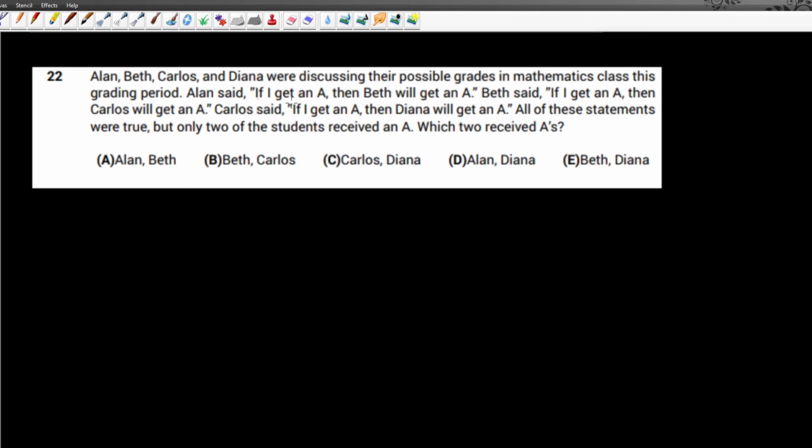So we see that there's a chain reaction here. If Alan gets an A, that means the rest of them will also get an A. And if Beth gets an A, everyone after her will get an A. So we can use this information to write out a bunch of statements here. Alan causes Beth to get an A, and then Beth causes Carlos to get an A, and then Carlos causes Diana to get an A.